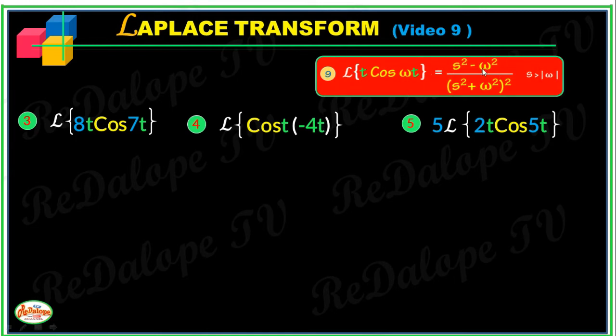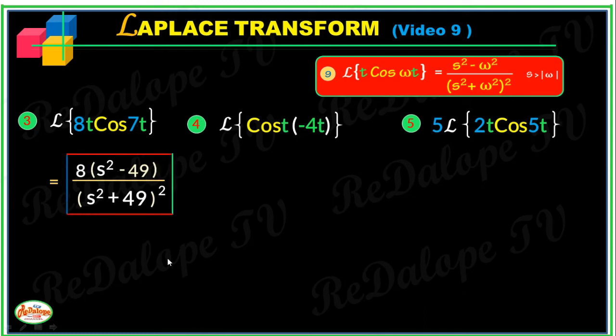So we have this formula. So we have s square minus omega, which is simply 7, so square 7, so we have 7 square, that is 49, divided by s square plus omega is 7, so we have plus 49, and then that is being raised to square. Multiply it by 8, so we have 8 times s square minus 49, and that would be the final answer for number 3.